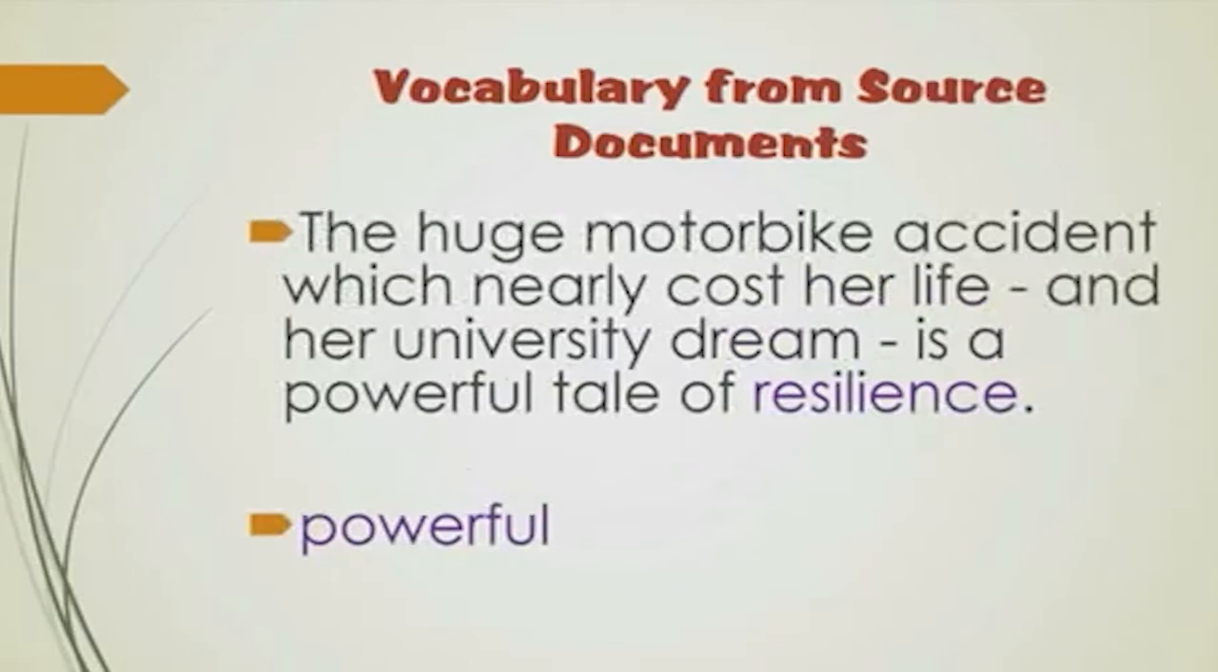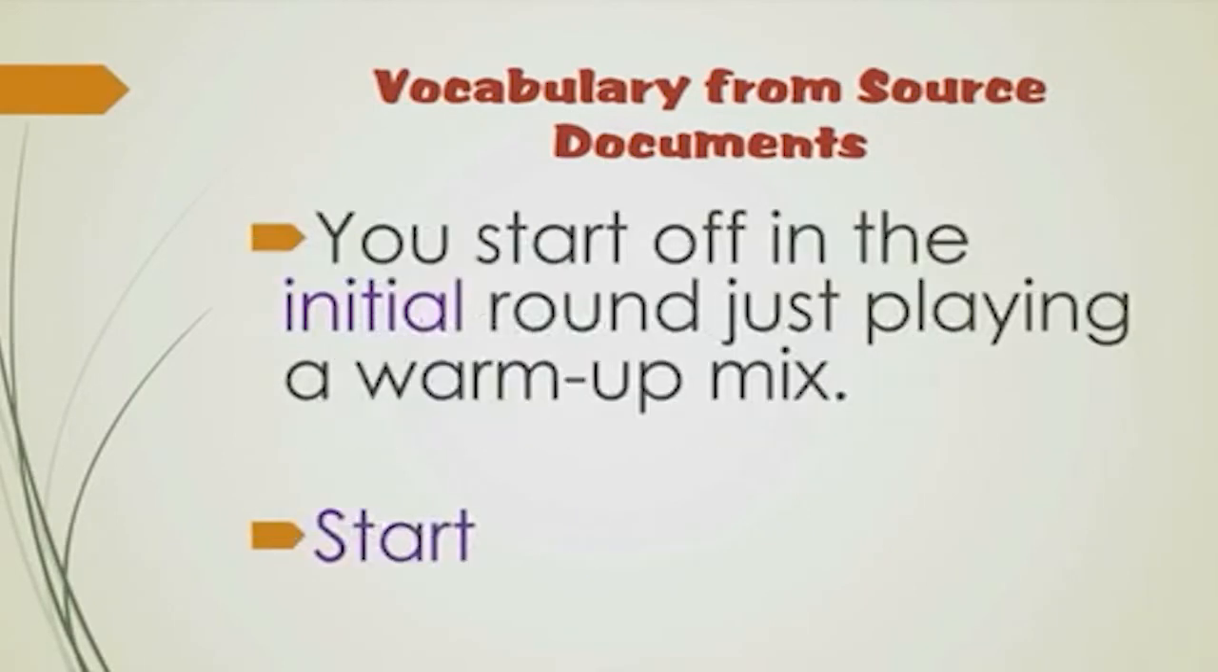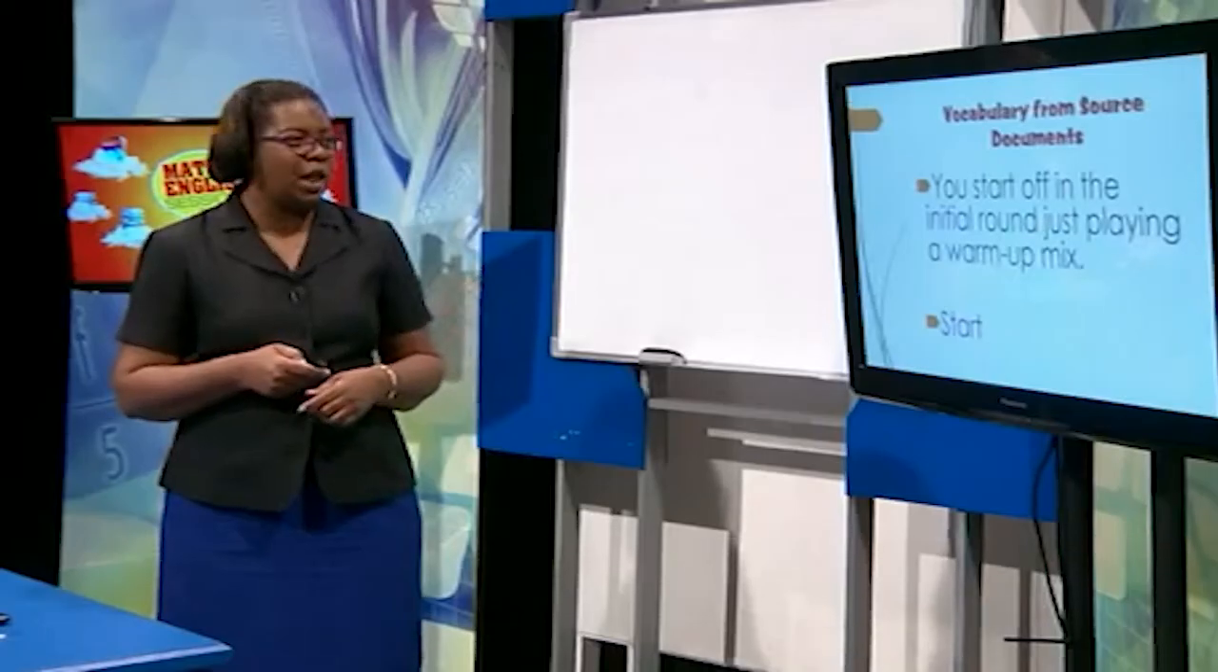All right? This one says, the huge motorbike accident which nearly cost her life and her university dream is a powerful tale of resilience. So she has overcome the odds. She had a huge motorbike accident, but she still pushed through to pursue her university dream. I focus on the word powerful. Okay, so I know that this person is very determined. So that is what resilient means. All right? You start off in the initial round just playing a warm-up mix. Start off. Okay, good. That's a clue to what initial means.